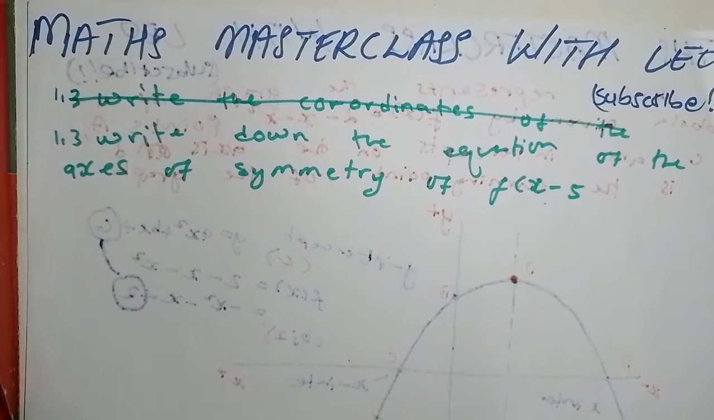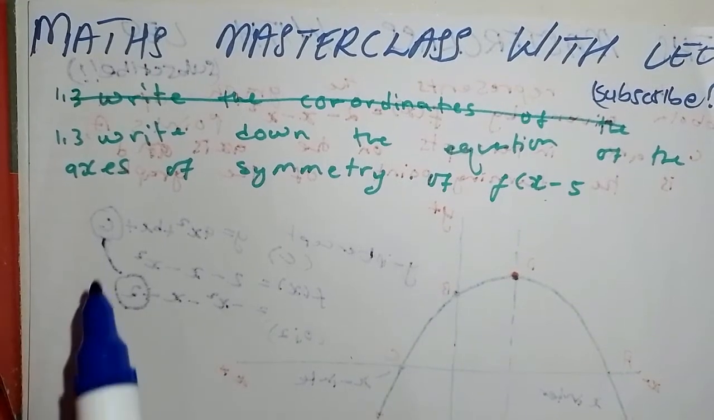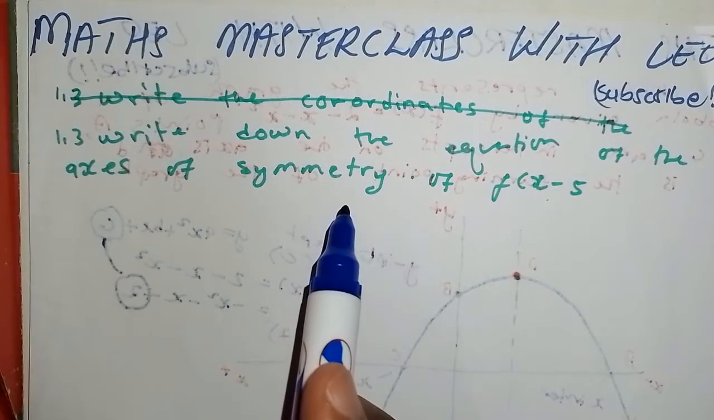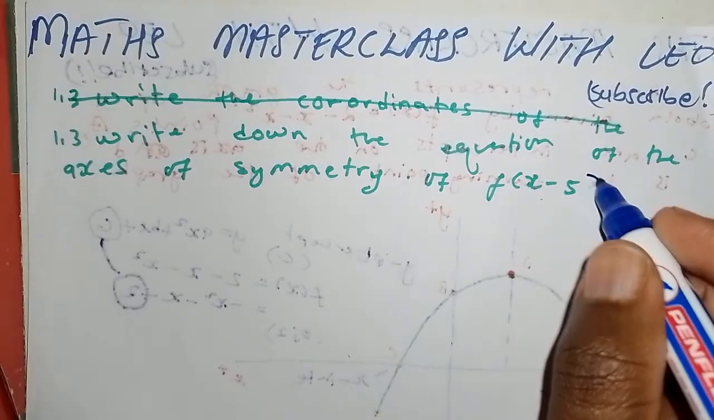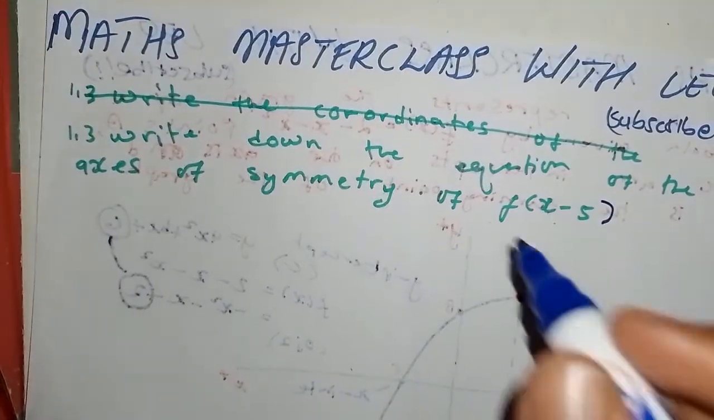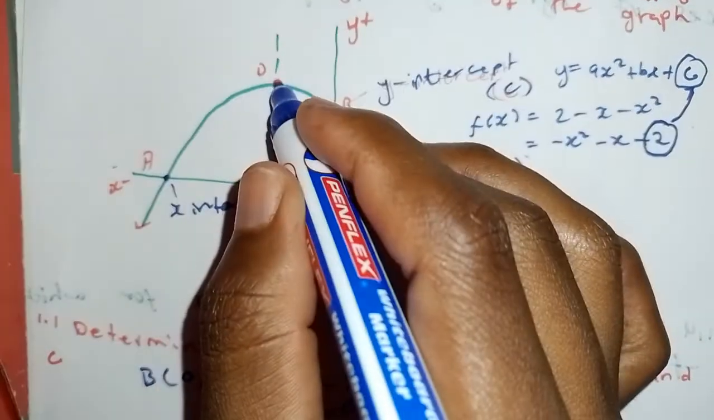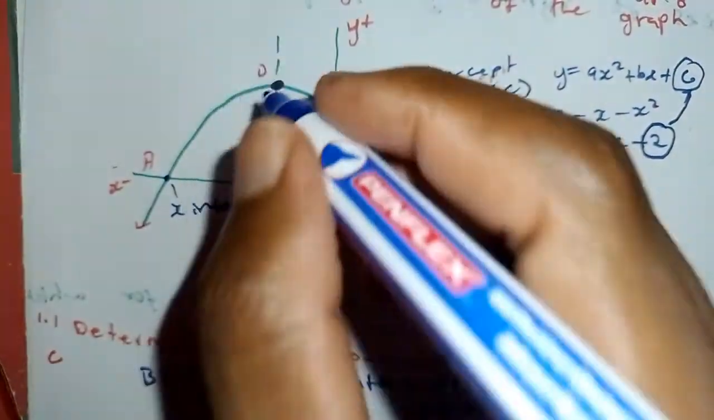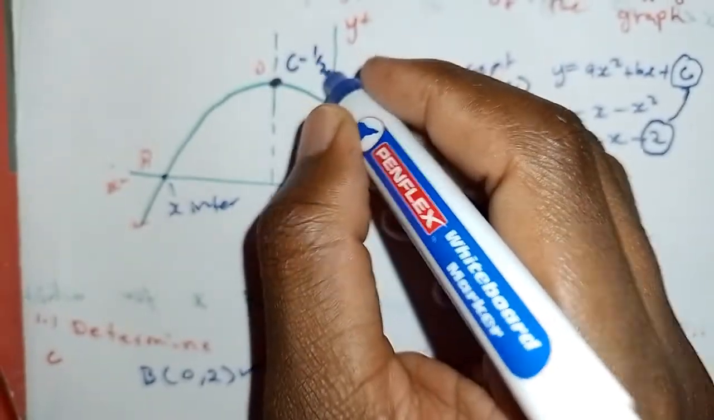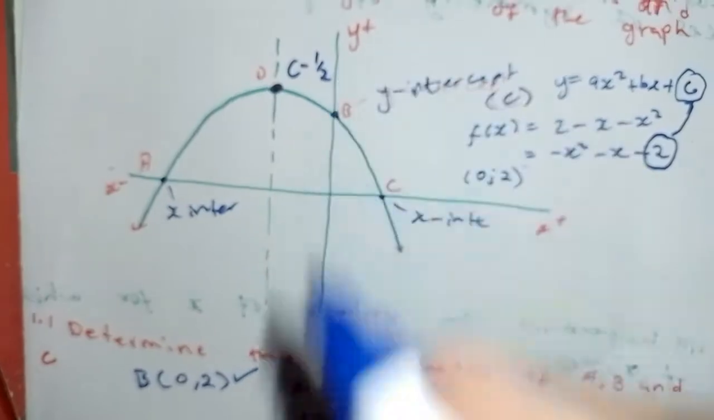Okay, the next question says write down the equation of the axis of symmetry of f of x minus 5, right? We need the equation of the axis of symmetry. Where do we find our axis of symmetry? Here. This is our axis of symmetry. The x value of this is minus half, right?